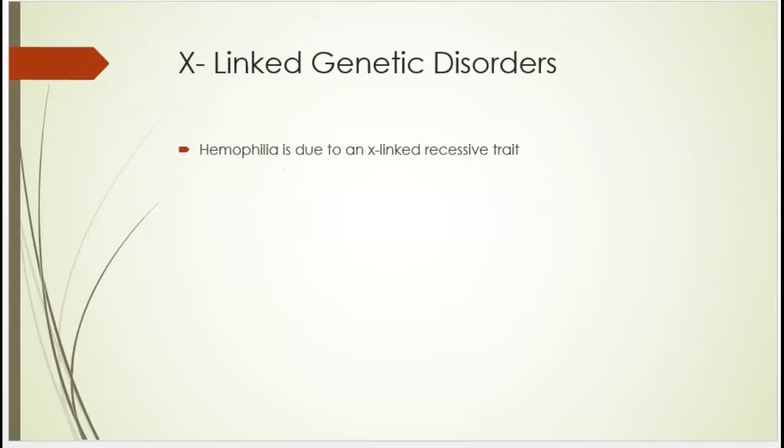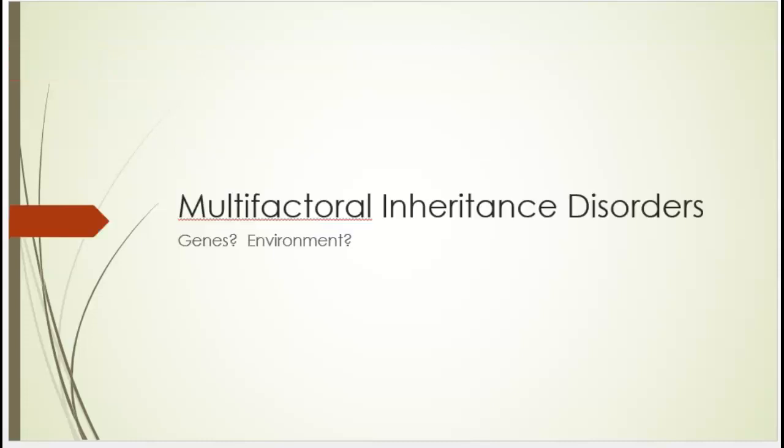Hemophilia is due to an X-linked recessive trait, and this can cause, as you well know, excessive bleeding. There's different forms of this as well. We'll go into that when we talk about blood. Okay, there's other XY issues as well. Some of those actually will fall under the multifactorial inheritance disorders. So let's look at these.